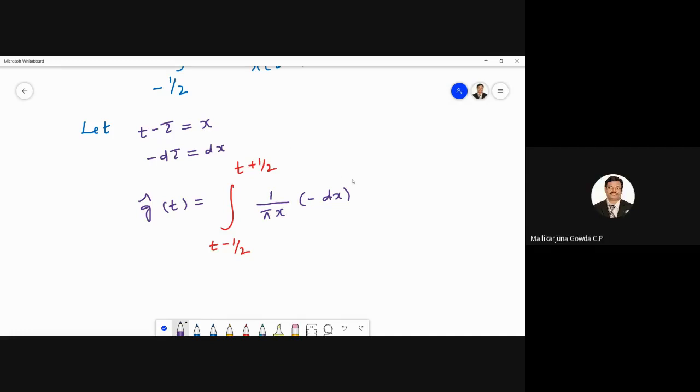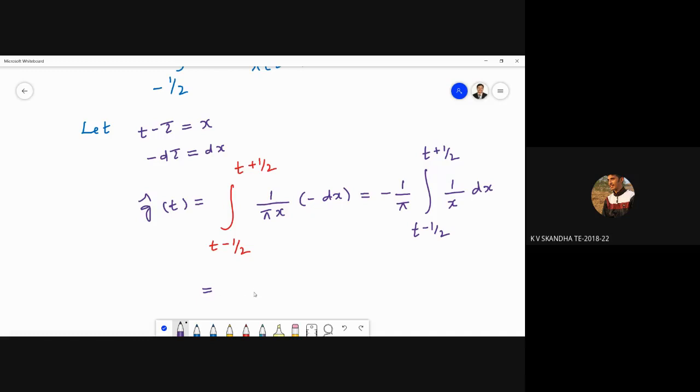I think further simplification can be done from your side. You'll be able to do it. You can take minus 1 by pi outside. Then you write the remaining things, that is the integral from t minus 1 by 2 to t plus 1 by 2 of 1 by x into dx. So do you know what is the integral of 1 by x dx? Quickly, can anyone of you say?